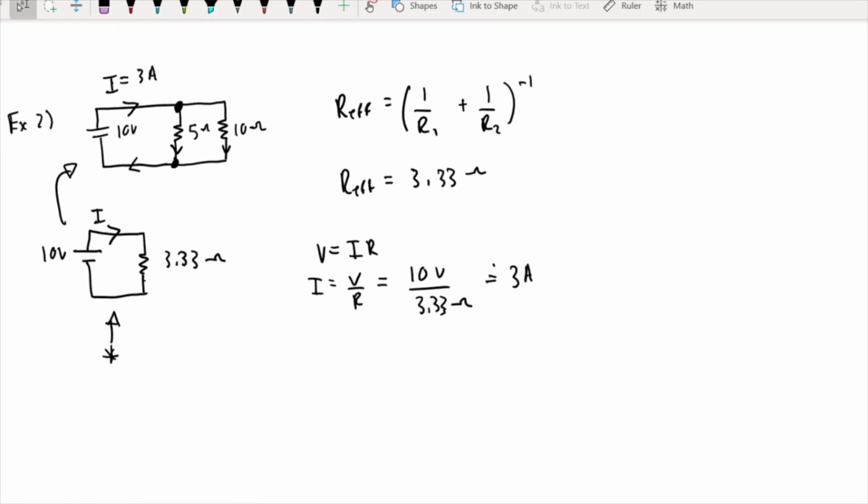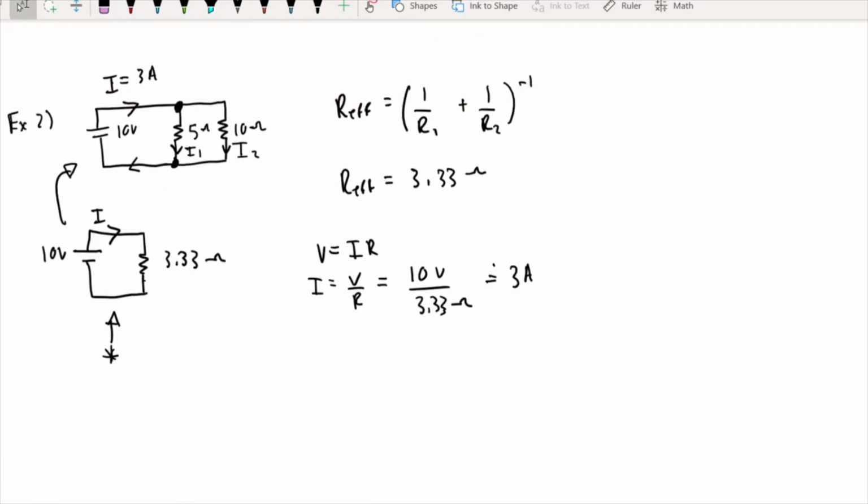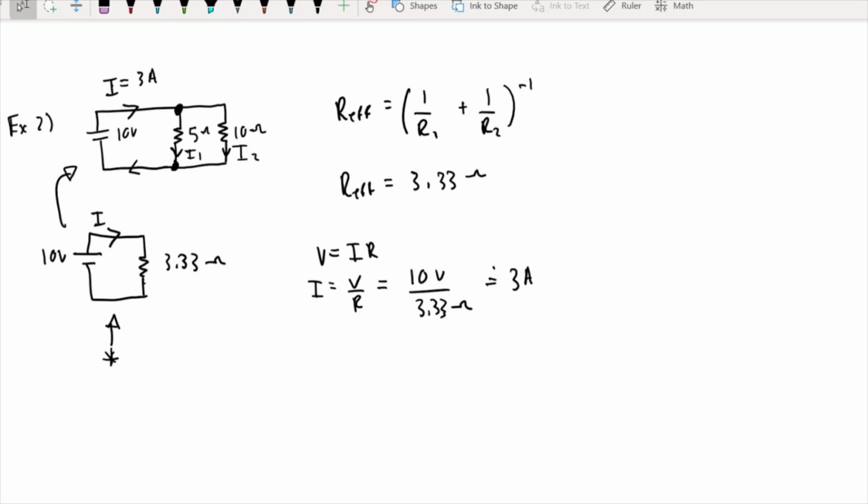Now what if I ask you, I want to solve for the current going through the 5 ohm resistor and the current going through the 10 ohm resistor? Well, there's something we can note. We can note that the current going through these two resistors added up is going to be equal to 3. You could also go about this problem a different route. In my opinion, this is the easier way. And we're going to use something called the current divider. So the current divider has a formula.